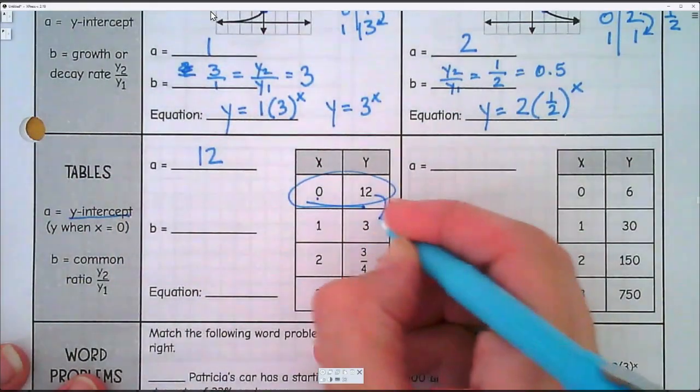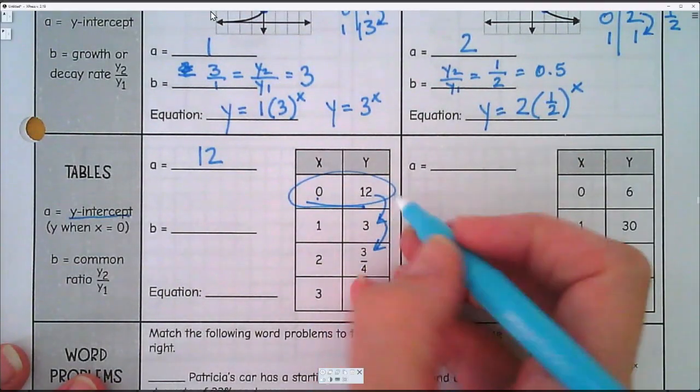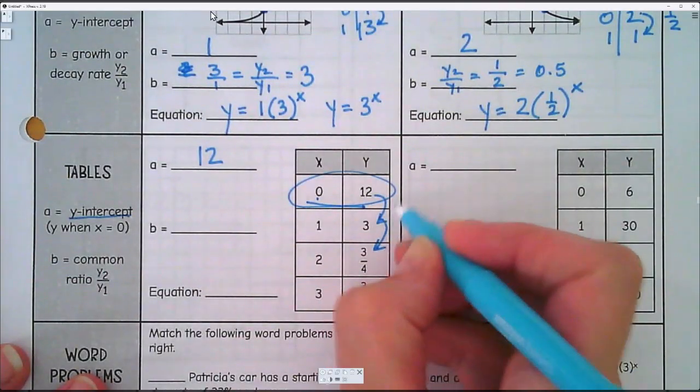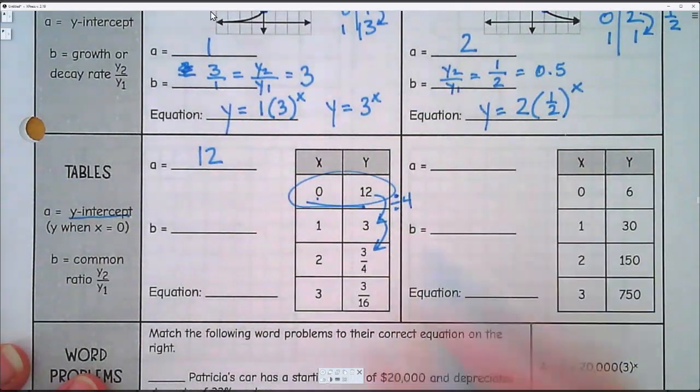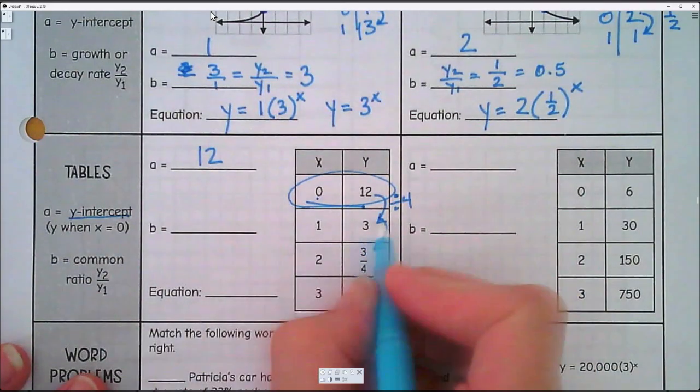And then I'm trying to see what's happening here, right? As I go down, what am I doing? If I look at this, I might be able to see that I'm dividing by 4, right? 12 divided by 4 is 3. 3 divided by 4 is 3/4. But sometimes that's hard to do.